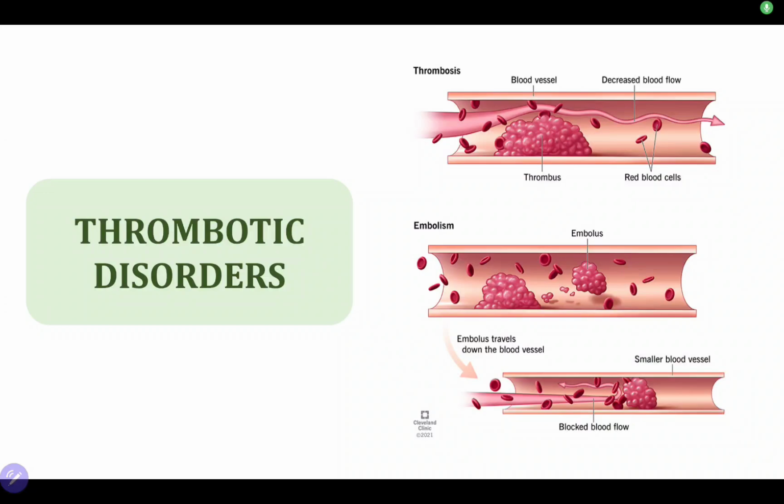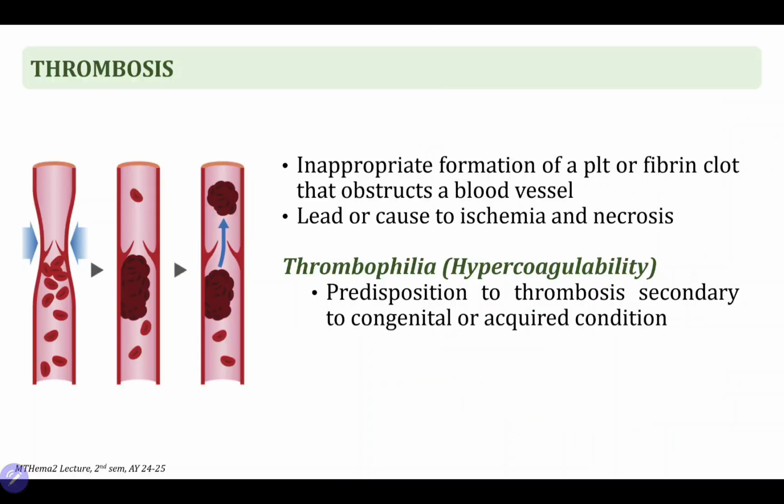Let's go over now with your different thrombotic disorders. Okay. Your thrombotic disorders are of course associated with thrombosis. When we say thrombosis, this is the inappropriate formation of a platelet or fibrin clot that may obstruct a blood vessel. This causes ischemia, which is a blockage in any blood vessel, tissue, or muscle, and also leads to necrosis, which is known as tissue cell death.